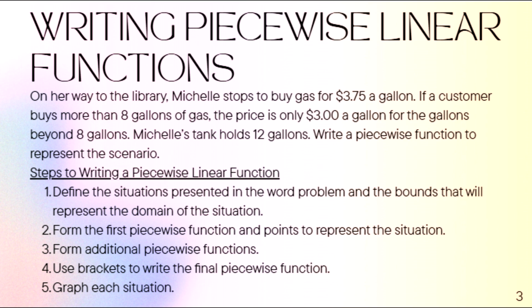So here's the steps to writing a piecewise linear function. First, define the situations presented in the word problem and the bounds that will represent the domain of the situation. So this is using inequalities to represent, okay, this piece goes from here to here, this piece goes from here to here. Second, form the first piecewise function and points to represent the situation. Third, form the additional piecewise functions. Fourth, use brackets to write the final piecewise function. And fifth, graph each situation. So if the steps are helpful to you, write this down and put it in your notes.